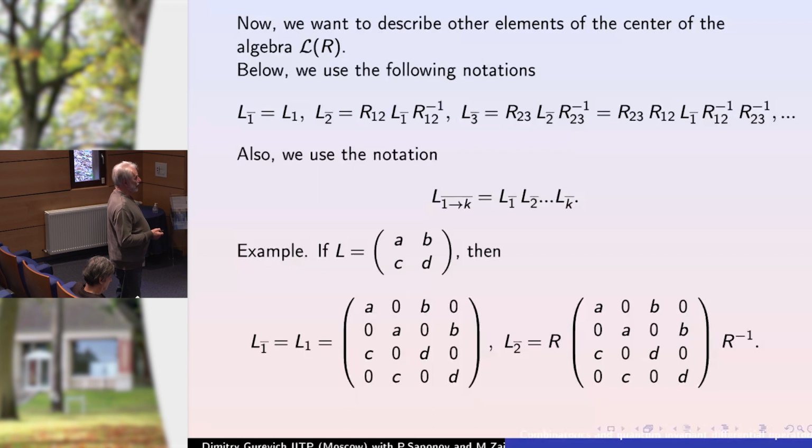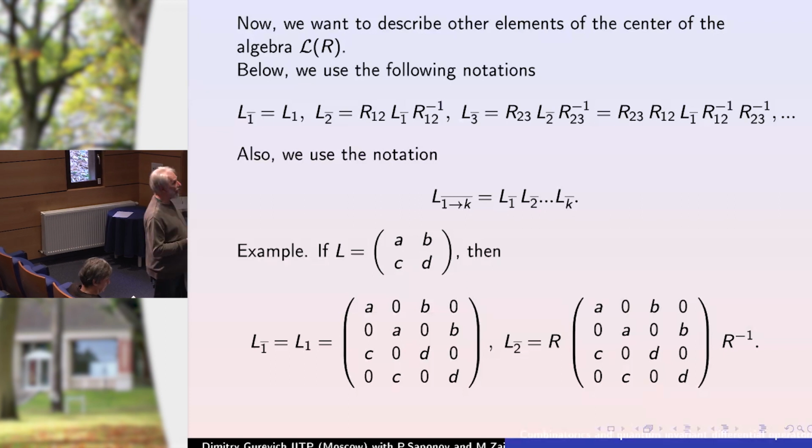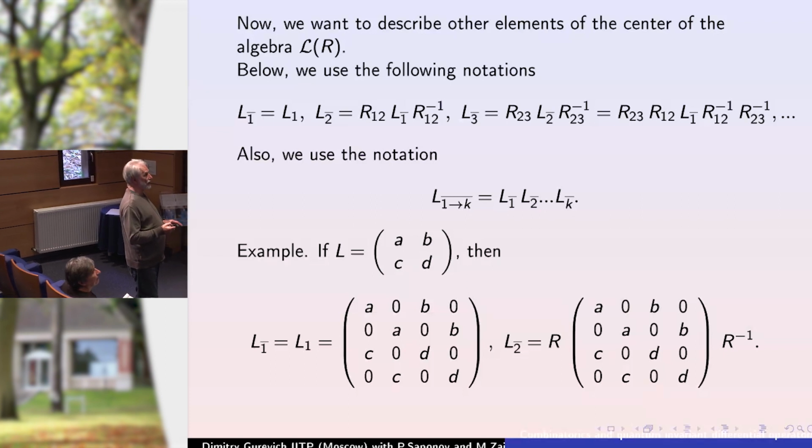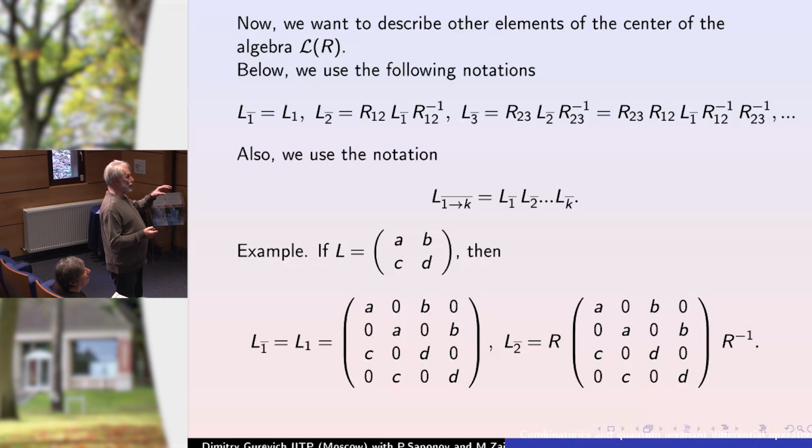And in order to construct the center, I introduce the following notation. L1 overline is just L1, so here no modification to do. L2 overline is just L1, and here instead of the usual flip, we put R, and so on. So it is pushing from one position to the next one by the matrix R instead of the usual P, which usually is used in this situation.